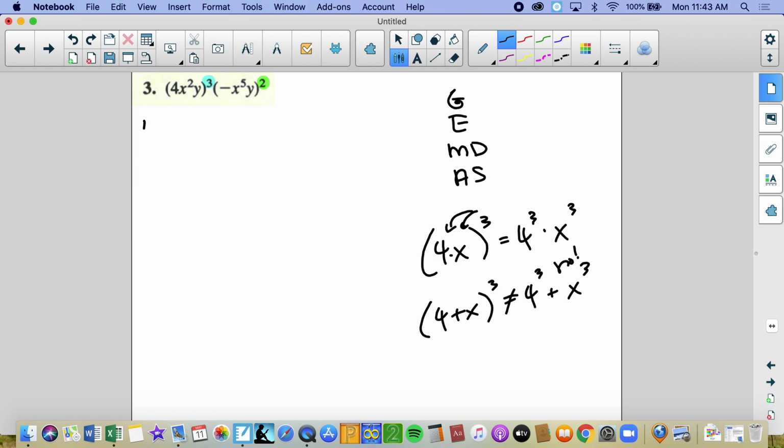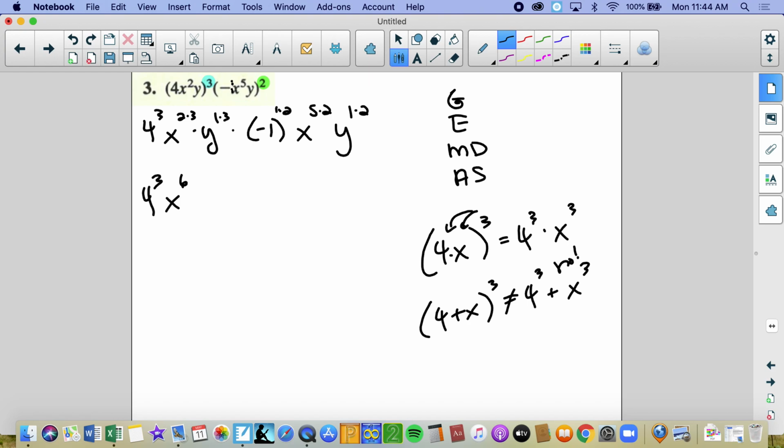So we will distribute this. That's 4 to the third. That's x. When we take a power of a power, we're going to multiply their exponents. That's y to the first times third. And now we have an invisible negative 1 here. So we have negative 1 that gets distributed to the 2. x to the fifth times 2. And then we have y to the first times 2. So 4 to the third, x to the sixth, y to the third.